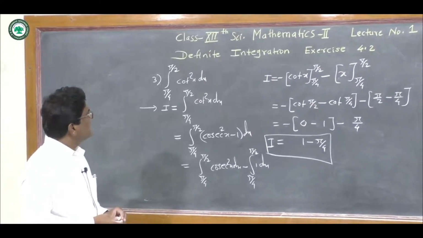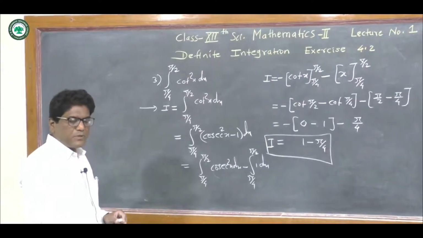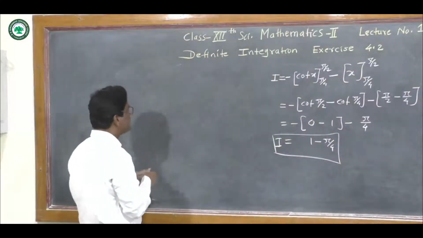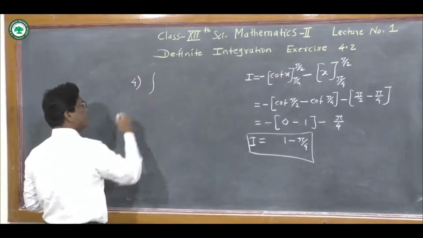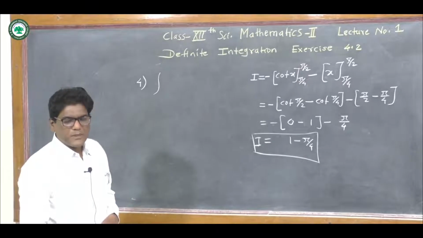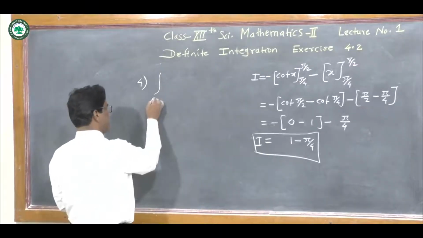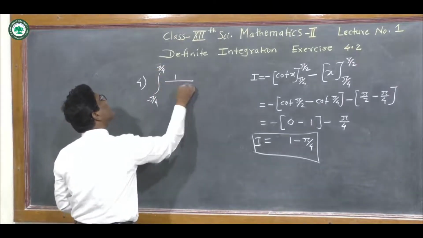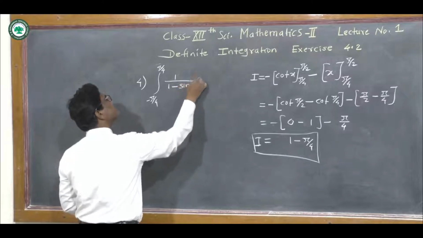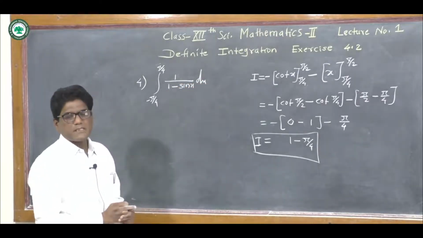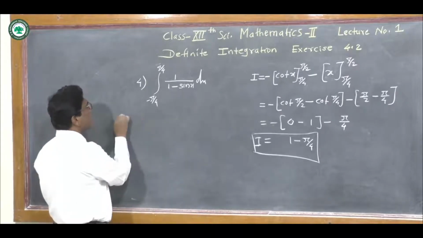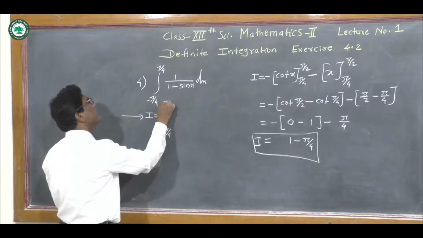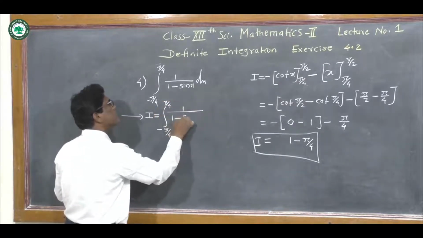Take the screenshot. Now here the fourth problem: integration from minus pi by 4 to pi by 4, 1 upon 1 minus sin x dx. Firstly call this as I. So let I is equal to integration from minus pi by 4 to pi by 4, 1 upon 1 minus sin x dx.